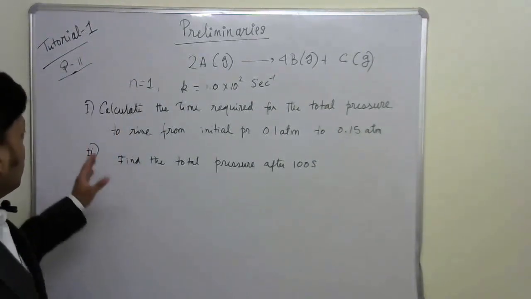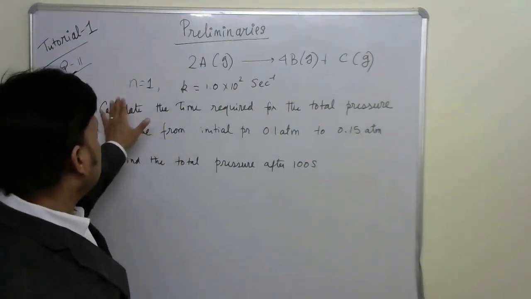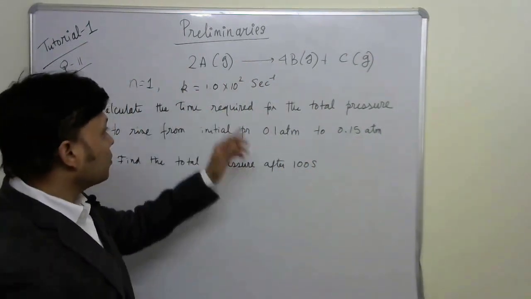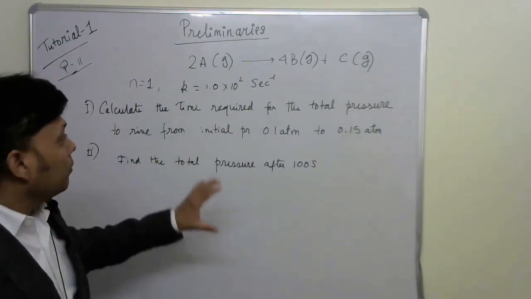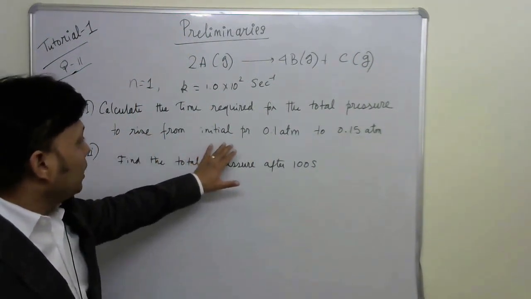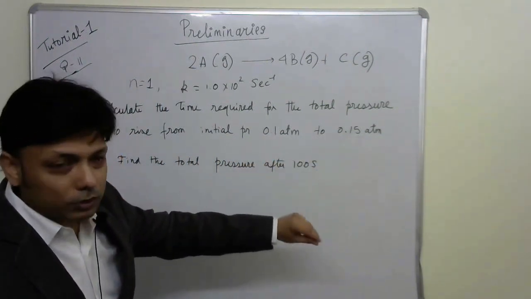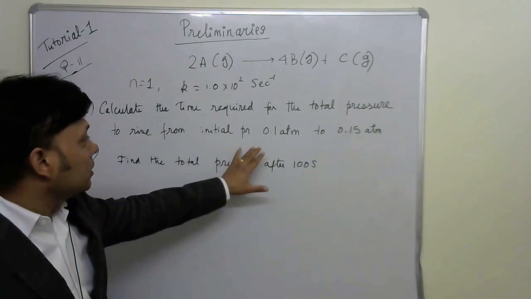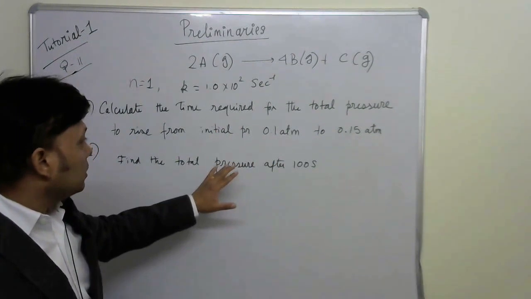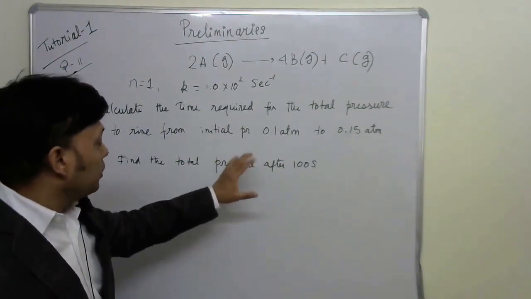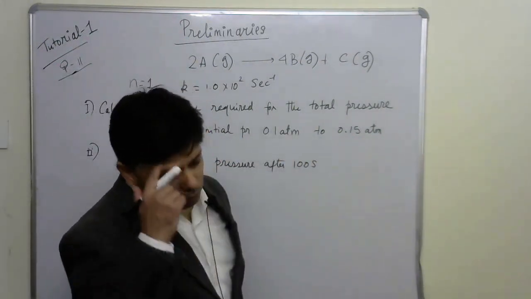So question number 11, some reaction is given, and it says that it is a first order reaction. The rate constant is given. And the question is, you have to calculate the time required for the total pressure to rise from an initial pressure of 0.1 atmosphere to 0.15 atmosphere. So the initial pressure was 0.1 atmosphere, and what is the time required for the total pressure to reach 0.15 atmosphere.